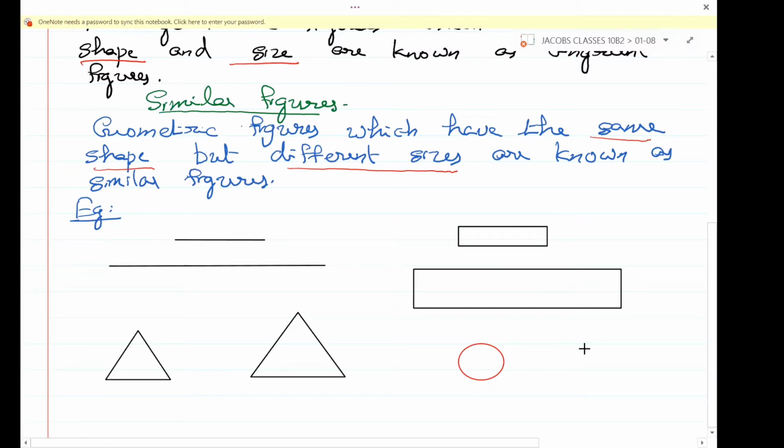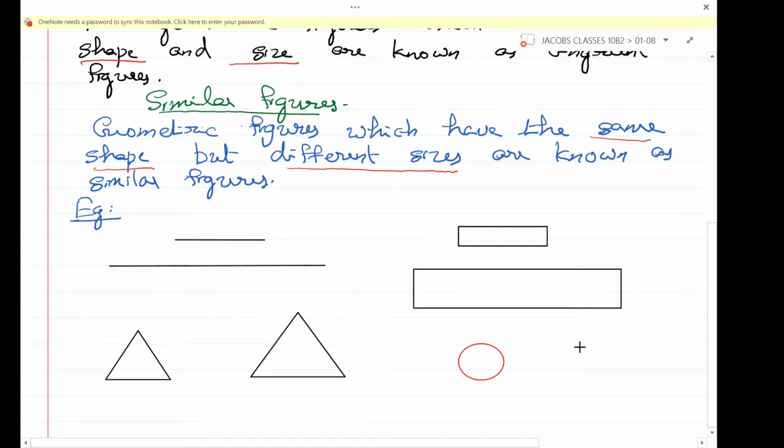Hanley, shapes are the same. Shapes are the same, but size are different. In all these figures, in similar figures, I was doing like this. First, I was drawing the line segment. Look at these two. Shapes are same, but size are different. If they are congruent, size is also same. Second, I was drawing rectangle.